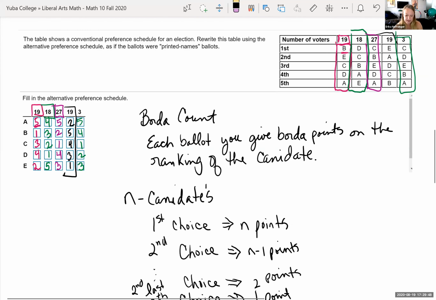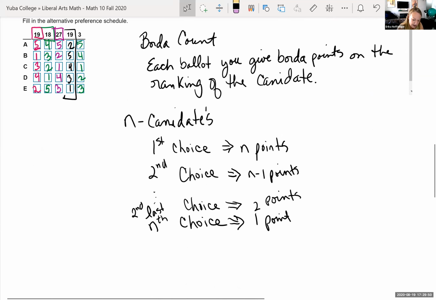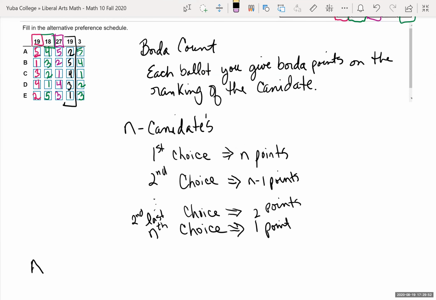And so if we look at candidate A, there were 19 people that ranked him 5th. Well, 5th place is only worth 1 point. And so there's 19 people, but they were 5th place, so they only got 1 point for each of the 19.